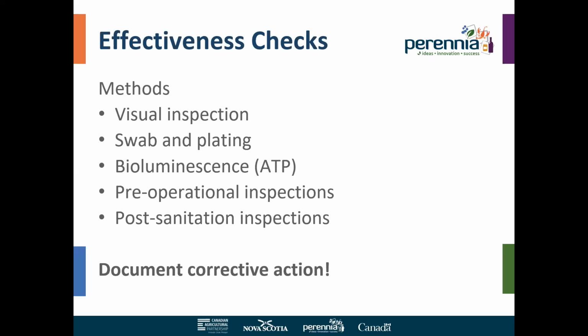So when it comes to checking the effectiveness of a sanitation program, these are just some examples that we see clients use. They may do a visual inspection. So those are your pre-ops and your post-ops. Some may swab or do plating, and then others may use ATP swabs as well. And of course, when you're checking the effectiveness, if there are any issues, you have to document your corrective actions.